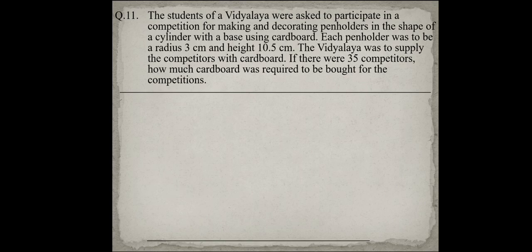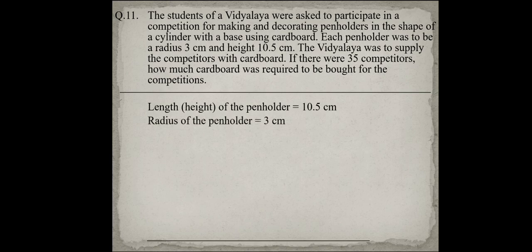Now this pen holder is open at the top, यानी top से ही खुला ही है. Now we will find out the curved surface area and bottom surface area. Now, the Vidyalaya was to supply the competitor with cardboard. If there were 35 competitors, how much cardboard were required to be bought for the competitor? Now see, length, it means height of the pen holder, that is 10.5 centimeter. Radius of the pen holder is 3 centimeter.